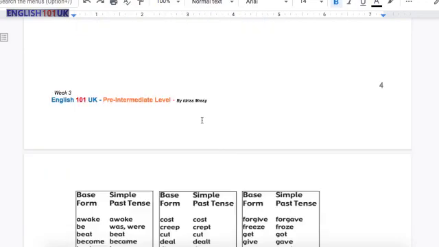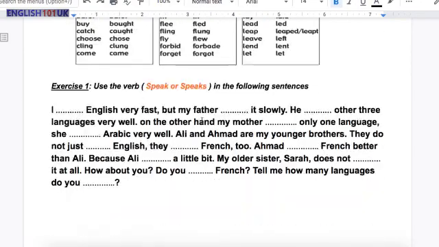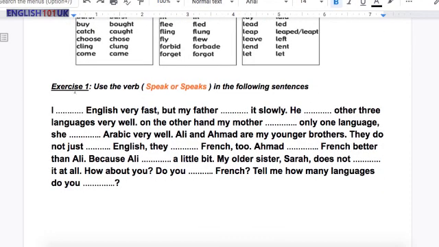Okay, let's go to our exercise number 1. It says use the verb speak or speaks in the following sentences. So use speak or speaks with s in these brackets. We have I speaks English very fast. So I goes with what? Is it speak or speaks? I speak or I speaks?